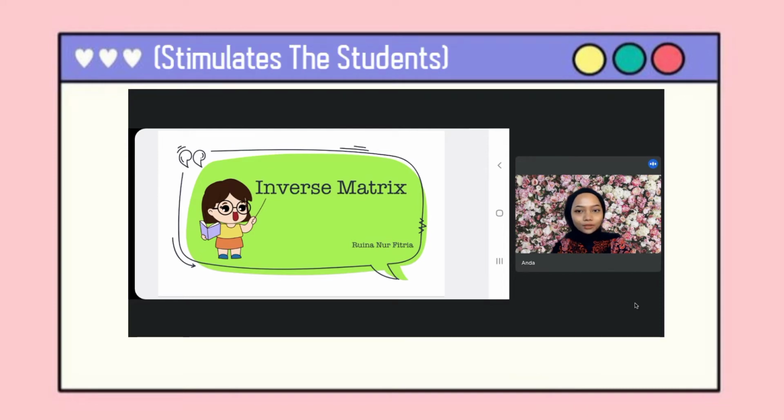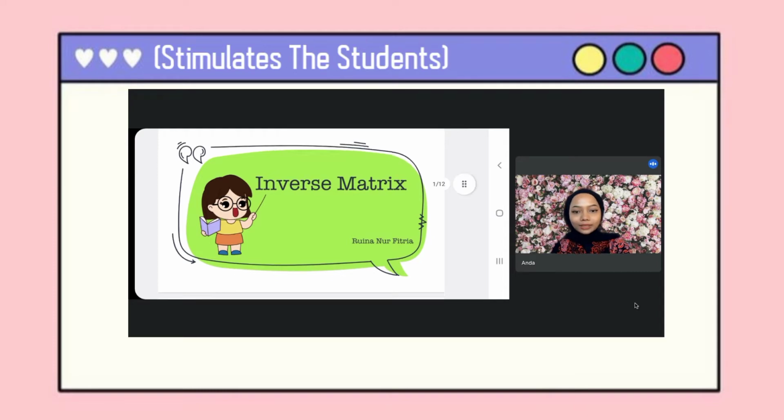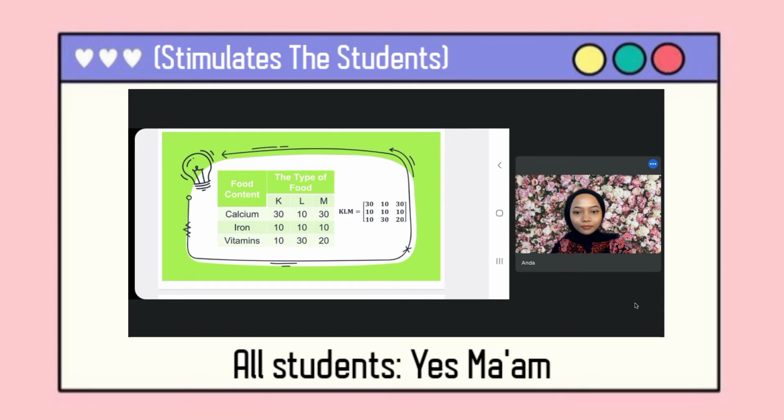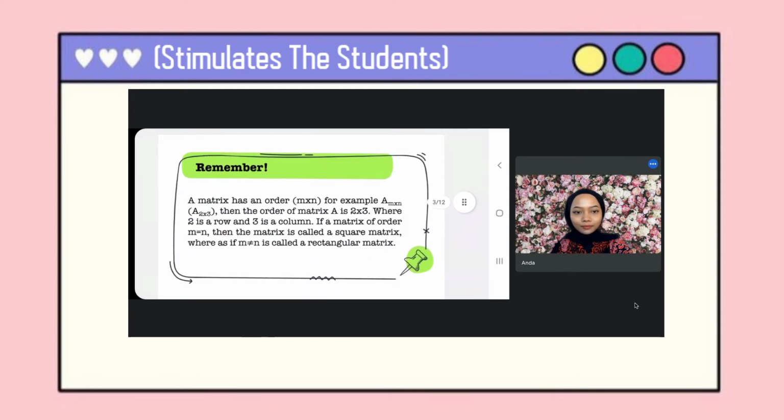Okay, thank you. So, today we will be studying about the inverse matrix and determining the inverse of a matrix of order 2 times 2. In the last meeting, we studied about matrix and you must still remember this table. And also, if a matrix of order m times n has m equals n, then the matrix is called a square matrix. And where m does not equal n, it is called a rectangular matrix. So you must remember this.